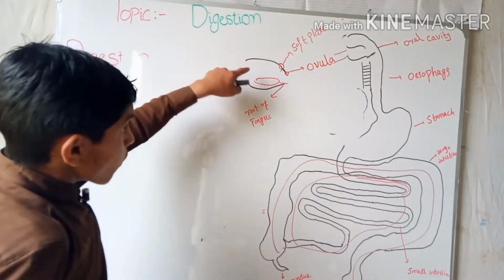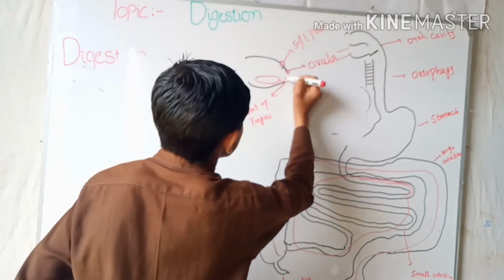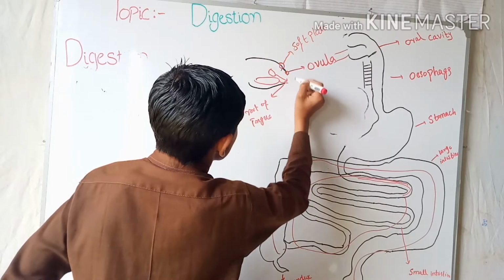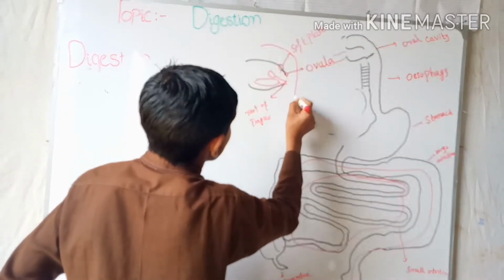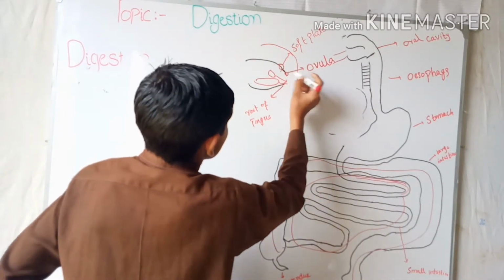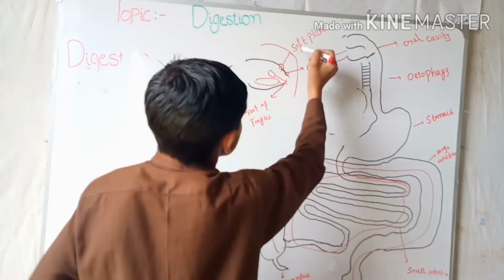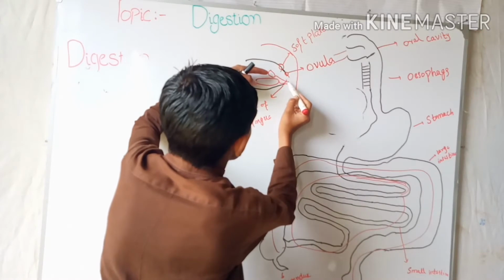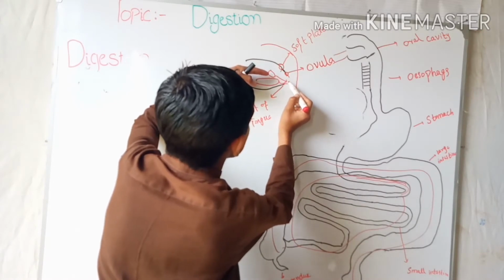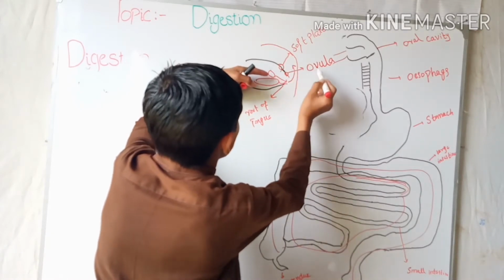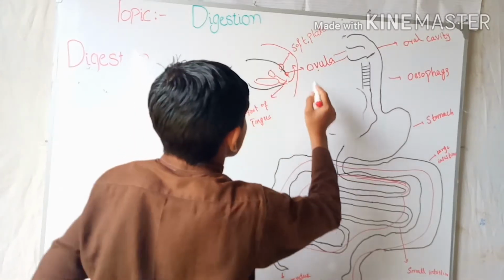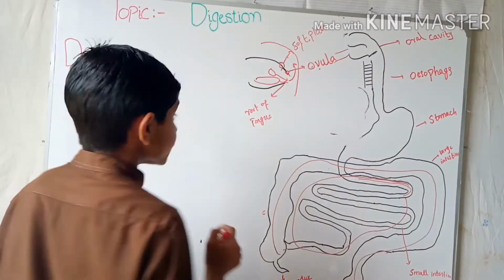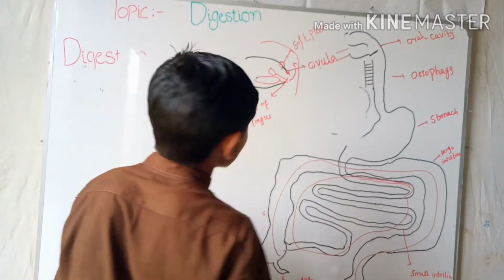When the food comes to this portion, like this is the bolus of the food, it comes there, and this is the nasal cavity, okay. The work of the uvula and soft palate is to prevent the food from going to the nasal cavity side. The uvula and soft palate prevent the food from going to the nasal cavity, okay.